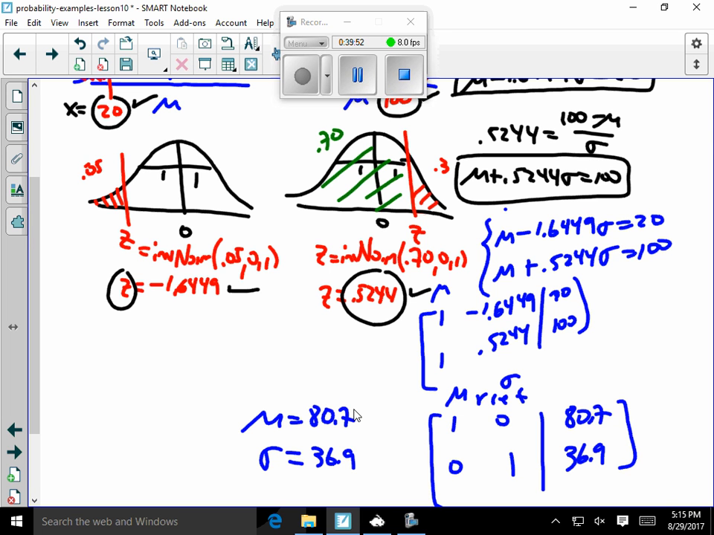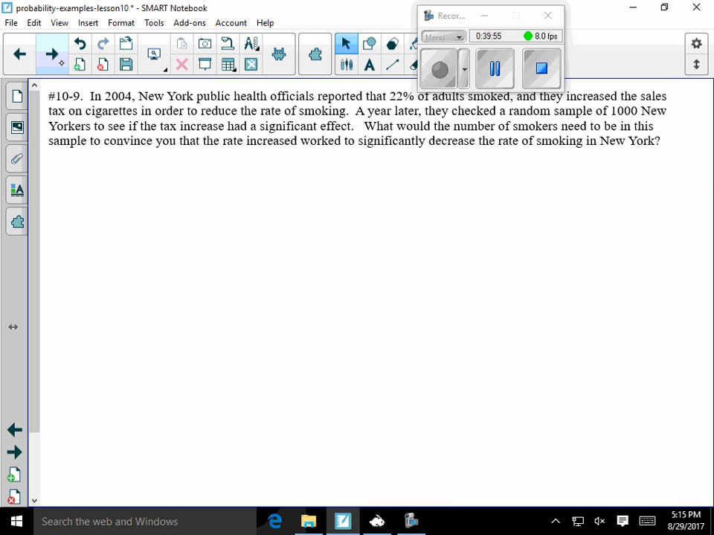Okay? All right. Let's take a look at, I think this is the last problem. It says in 2004, New York public health officials reported that 22% of adults smoked, and they increased the sales tax on cigarettes in order to reduce the rate of smoking. A year later, they checked a random sample of 1,000 New Yorkers to see if the tax increase had a significant effect. What would the number of smokers need to be in this sample to convince you that the rate increase worked to significantly decrease the rate of smoking? All right, so pause this one to give it a try.